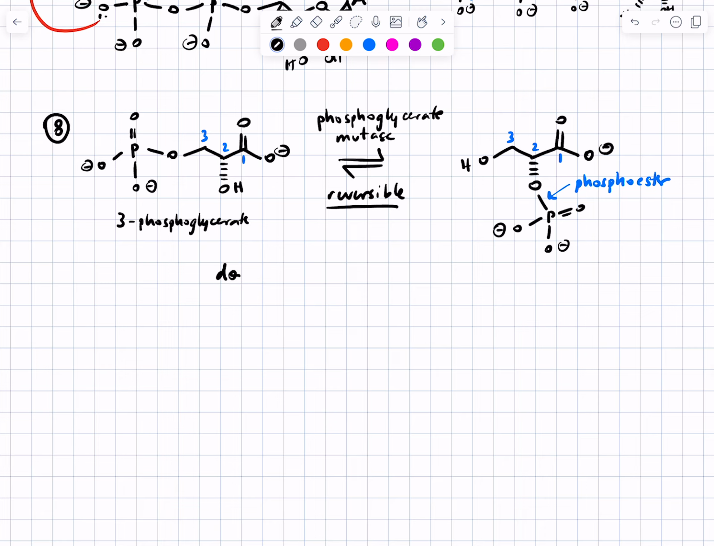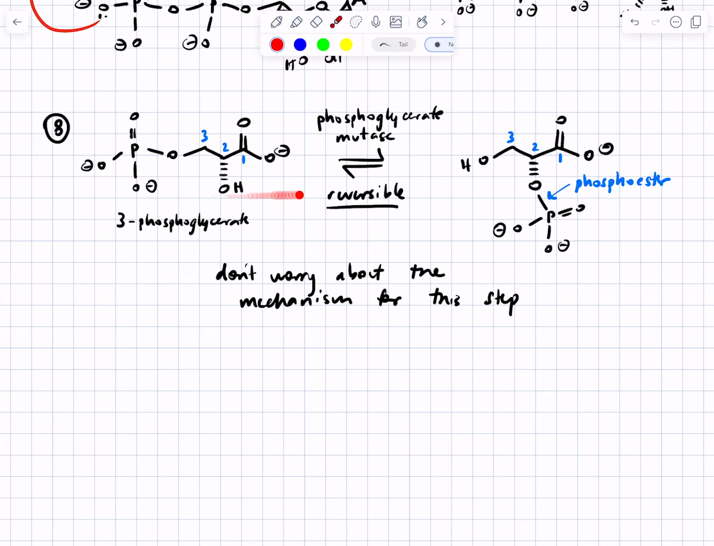So don't worry about the mechanism for this step. Your text points out that one intermediate along the way is phosphorylated at both the C2 and the C3 hydroxyl groups. How that happens, the details are known, but again, it's not really worth it. I've talked about it before in previous sections of 352, and it didn't really add much, so we're just going to leave it out. If you want to know more, come talk to me.